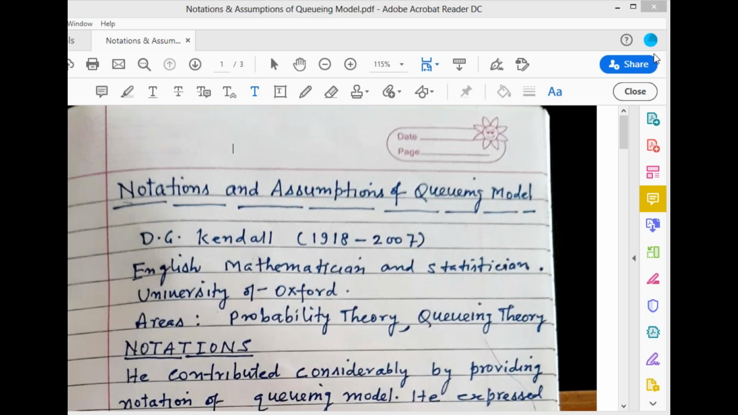Okay, welcome to this lecture. As we know, while developing the queuing model, understanding its notations and assumptions is imperative. Therefore, today in this lecture, we are going to discuss in detail the important notations and assumptions laid down regarding the queuing model. Today we discuss, one by one, the notations and assumptions of the queuing model.